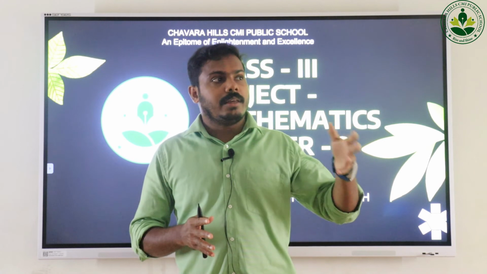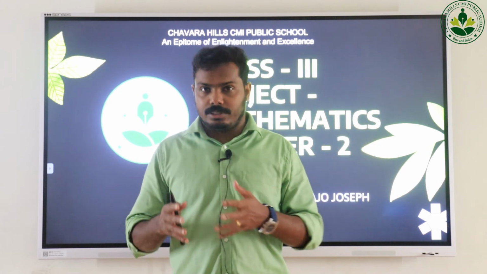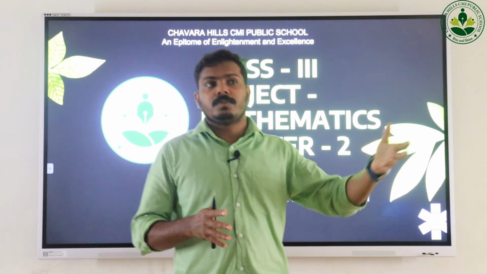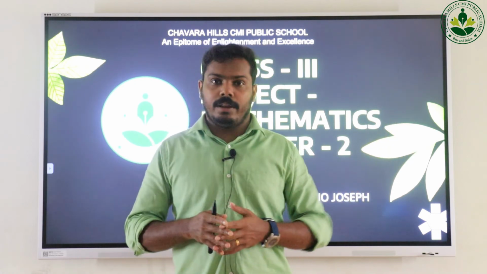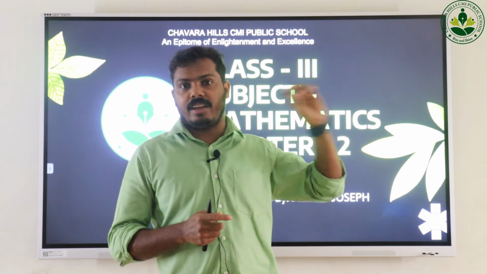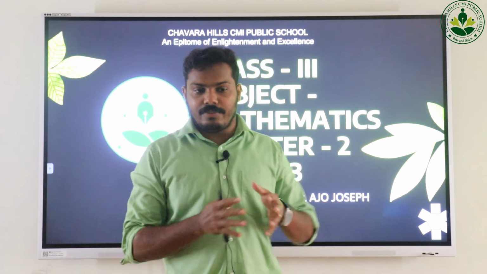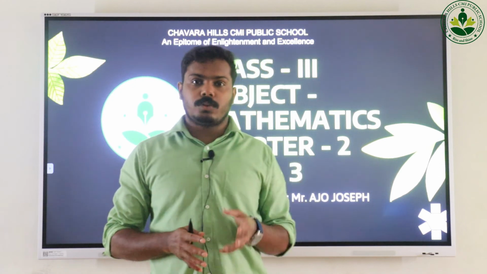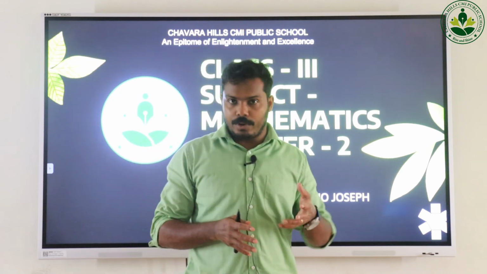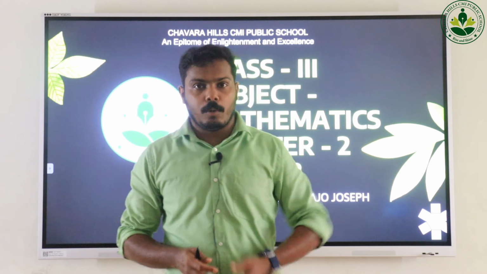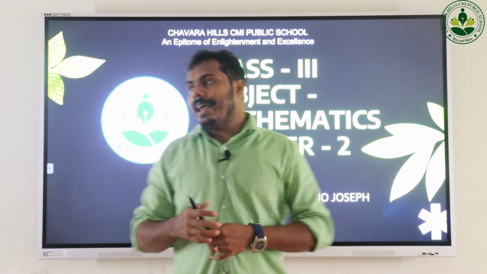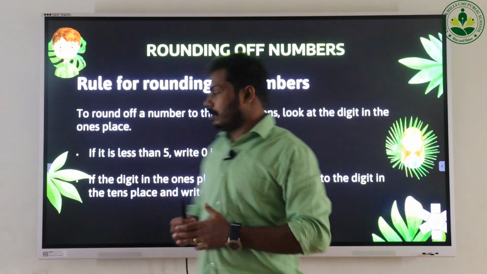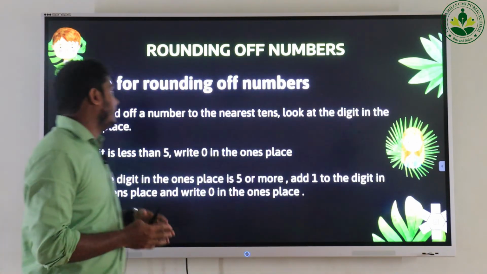For example, there are about 70 houses in a colony, or there are about 1000 people in a colony. There you can see the word around. In mathematics we say it as rounding off. This method is called rounding of numbers. So today we are going to learn how to round off numbers to the nearest tens.